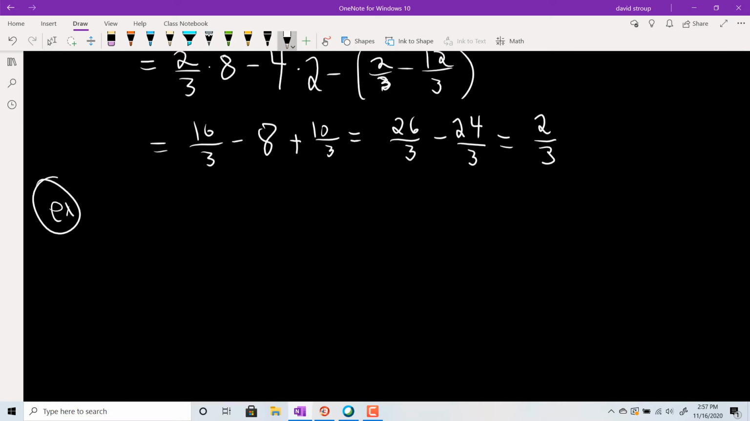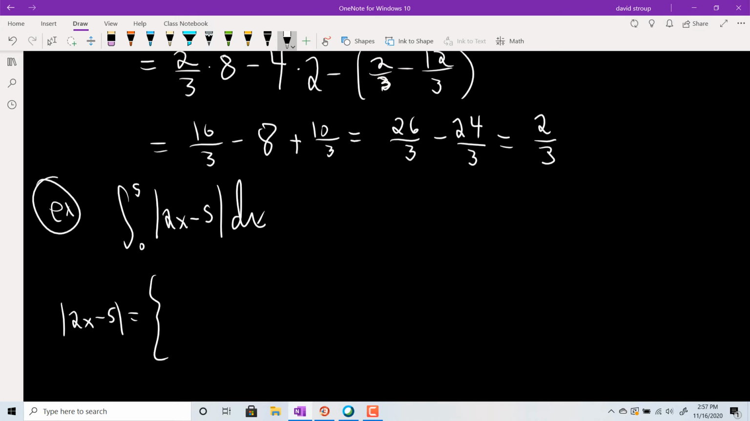This guy has an absolute value in it. So from 0 to 5, the absolute value of 2x minus 5 dx. So remind ourselves, what is the absolute value of 2x minus 5? That's going to be negative 2x minus 5 if 2x minus 5 is less than 0, which is the same thing as saying if 2x is less than 5, which is the same as saying x less than 5 halves.